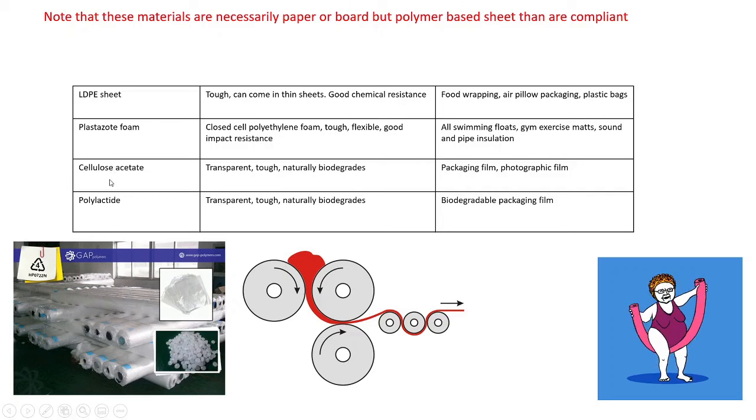Then you've got cellulose acetate, which is transparent, tough, and it naturally biodegrades really well. So that is used for packaging film and photographic film. And pretty much the same thing with polylactide: transparent, tough, naturally biodegrades, and again, it's just biodegradable packaging film. So these are being used a lot more because they biodegrade quite well.